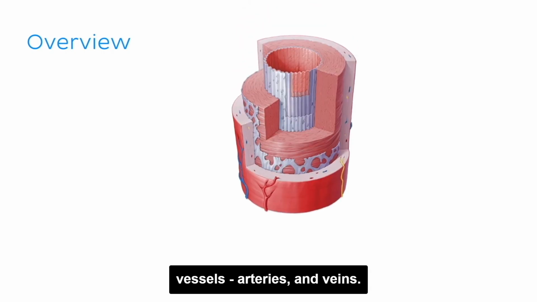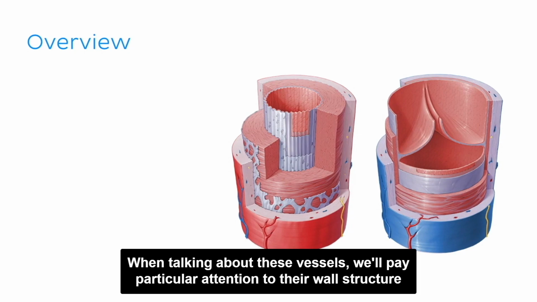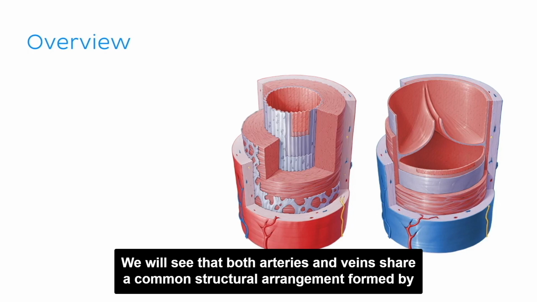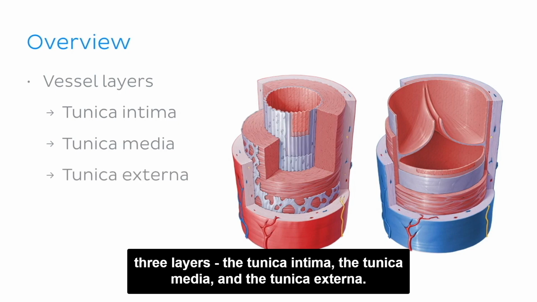In this tutorial, we'll learn all about the microanatomy of the two major types of blood vessels, arteries and veins. When talking about these vessels, we'll pay particular attention to their wall structure and thickness. We will see that both arteries and veins share a common structural arrangement formed by 3 layers: the tunica intima, the tunica media, and the tunica externa.